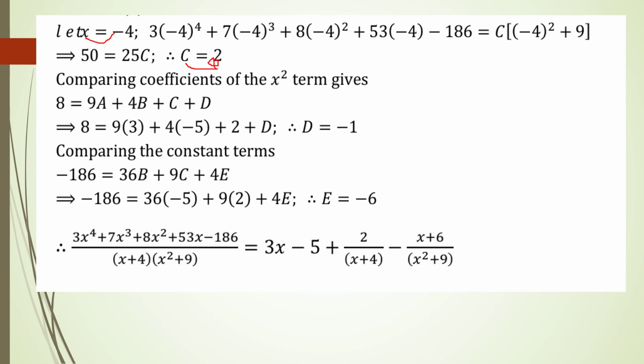I'm not repeating this because I've over-explained it over 50 minutes. So also, if you compare coefficients of x squared, you're going to end up with the value of d to be equal to negative 1. So after getting also the value of e, we make a general solution that therefore our fraction is going to be the same as this.